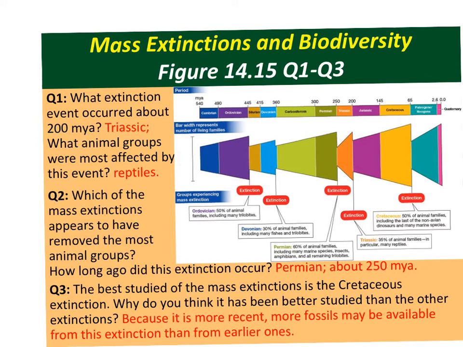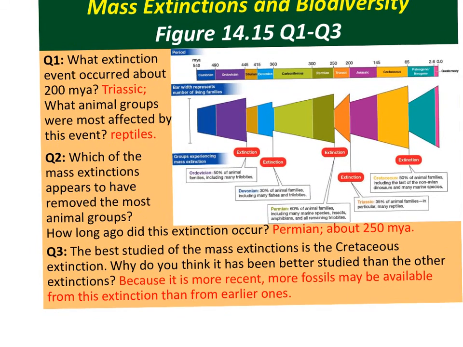So, what extinction occurred 200 million years ago? The Triassic extinction, right here. Okay. What animal groups were most affected by the Triassic event? Reptiles, which finally gave rise to the dinosaurs. Let's see. Okay, so these are some of the mass extinctions. There's been other ones as well, and we might be undergoing one right now.